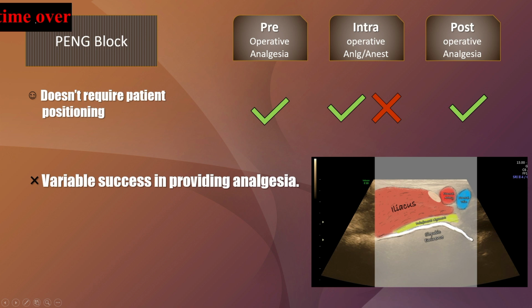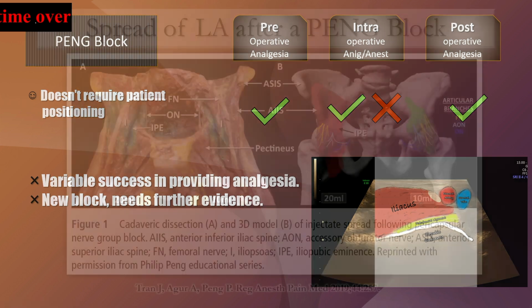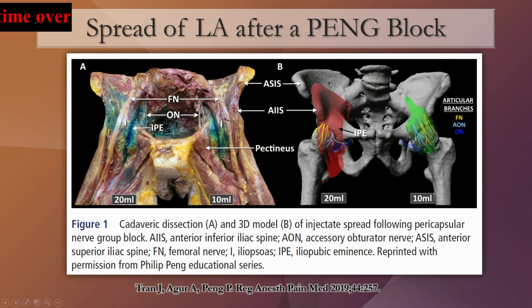Some people I know are placing catheters in this area and continuing it several days into the post-operative period so that the hip movement pain is reduced. So again, it was a new block. It's been around for about, I think, maybe 7 or 8 years now, and still a lot of studies going on. So this is an image from one of those original articles that showed where the neural structures are.